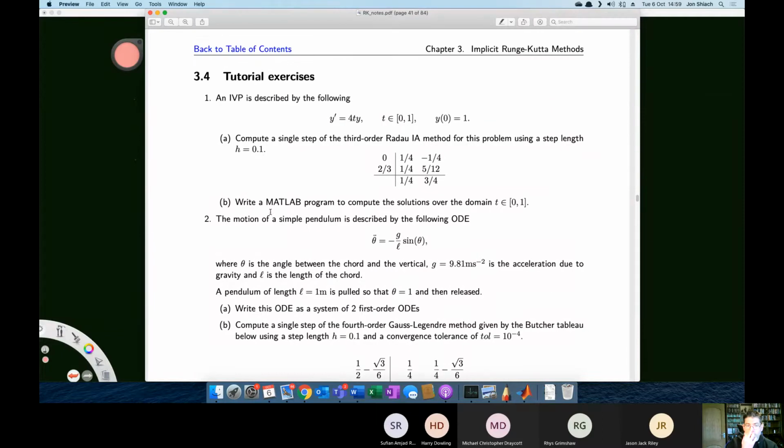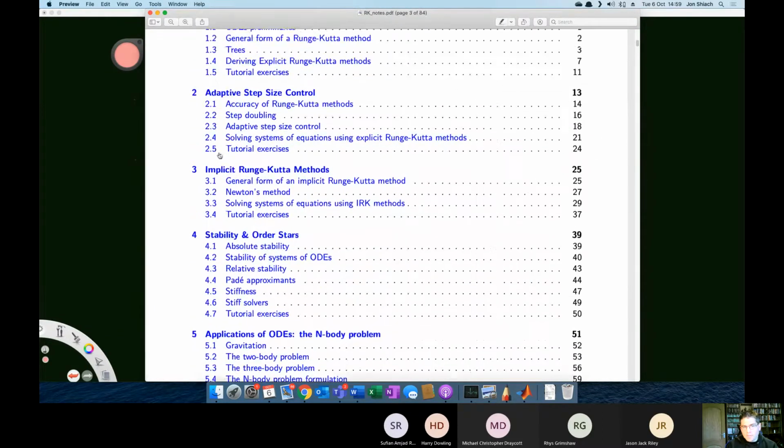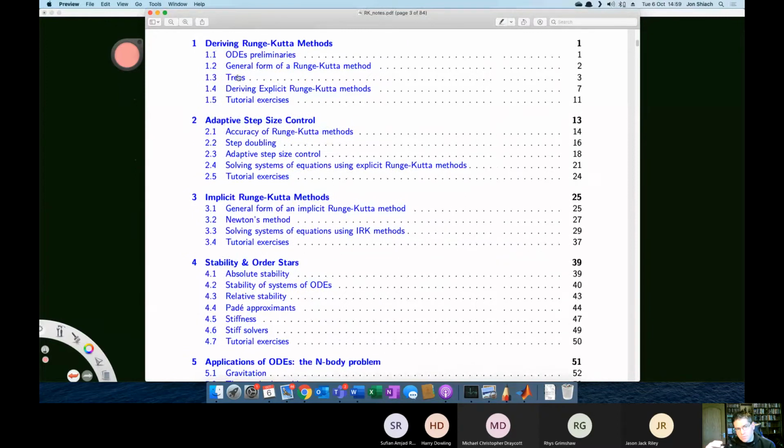This is from the lecture notes. I'm going back to chapter 3. In the order, I actually skipped over chapter 3 to concentrate on stability, to help you a bit with the coursework assignment. So I'm going to go back to chapter 3, and go to the tutorial exercises.